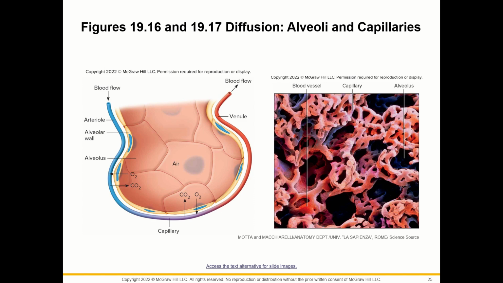So here we see an illustration really showing that one layer of flattened cells, that simple squamous epithelium, and how easy it is for that oxygen to diffuse from the alveolus into the capillary, and then from the capillary, carbon dioxide will diffuse into the alveolus.